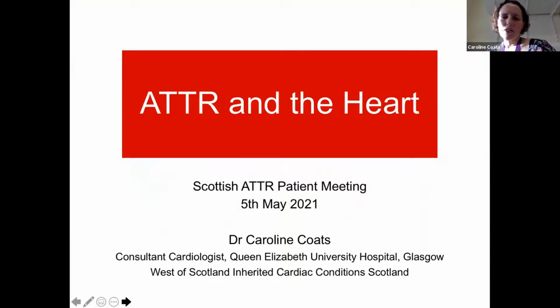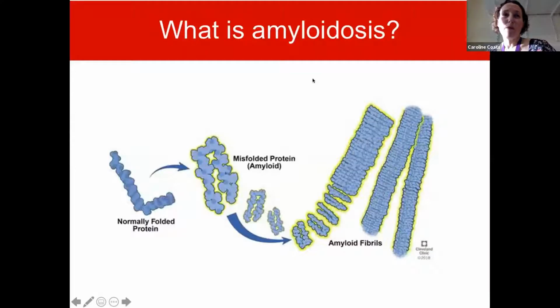I'm going to start by giving a very brief overview of amyloidosis, which is a condition caused by a buildup of abnormal proteins. These proteins change shape, they misfold, and they clump together. And these clumps form fibrils, which deposit in organs. As these fibrils build up, they can cause damage to the organs, and some of the function of the organ may not work as well as it should.